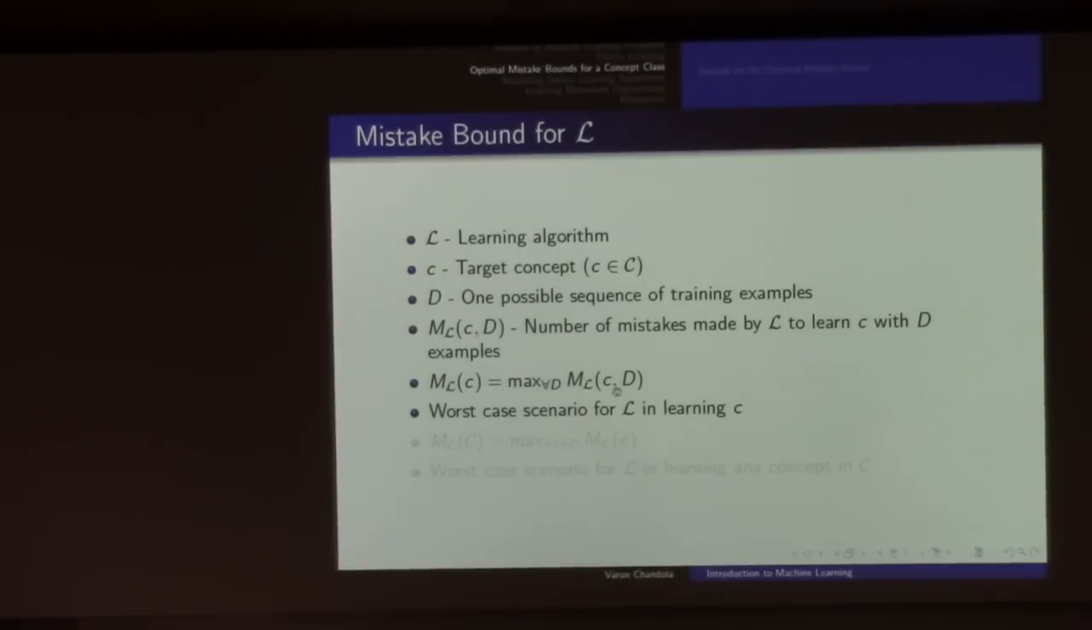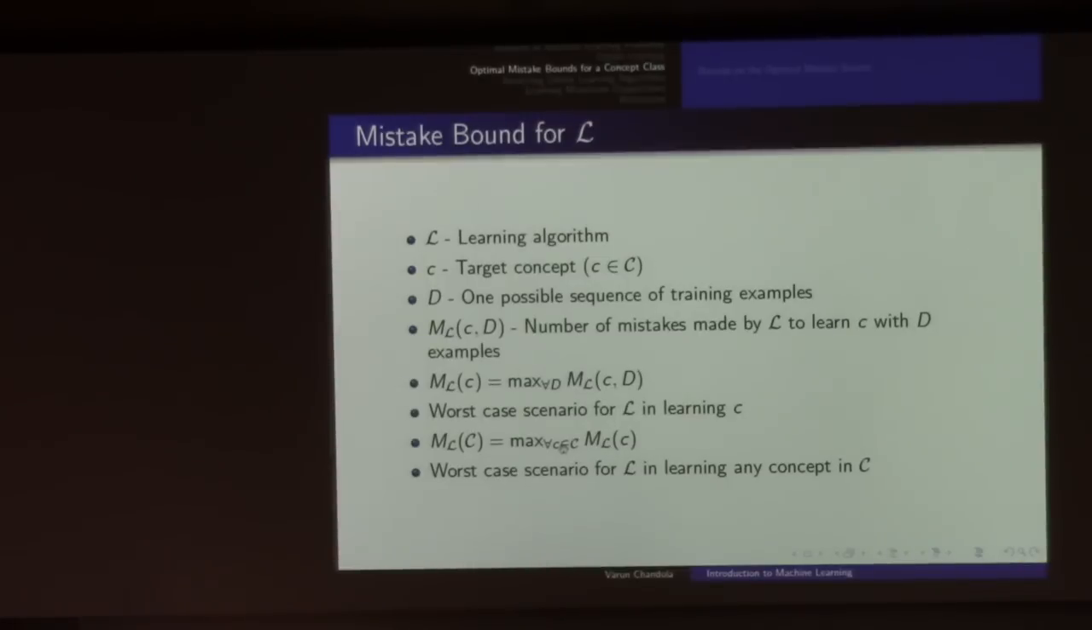Okay, so now we have taken D out of the picture, right? So it doesn't depend on D anymore. That's the worst case scenario. And the next thing we want to do is look at the performance of this algorithm on any C that belongs to that concept class. Okay, so that is this number. This is the worst performance over all C that belong to this concept class.